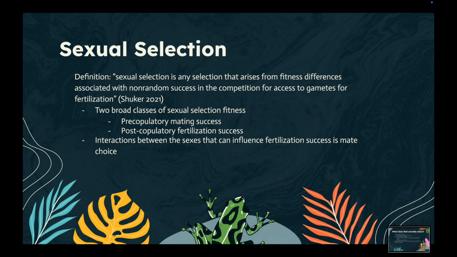And then there's post-copulatory fertilization success. Two examples of that are sperm competition and cryptic female choice. Pre-copulatory mating success is like, can the male win over the female, or can the female win over the male, and they mate together. Post-copulatory fertilization success is, okay, they've mated, but it is about the sperm finding the egg, so to speak, or the gametes finding each other and actually being fertilized.